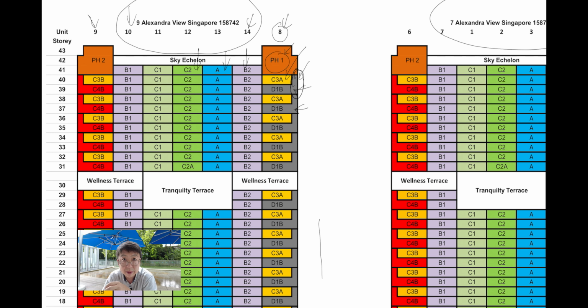Of course, the alphabet, you will definitely know that C1, C2, C1, C2 mean a particular type of unit size. C we normally know is a 3-bedroom, B is a 2-bedroom, A is a 1-bedroom. So they have very defined types, and you can guess them.